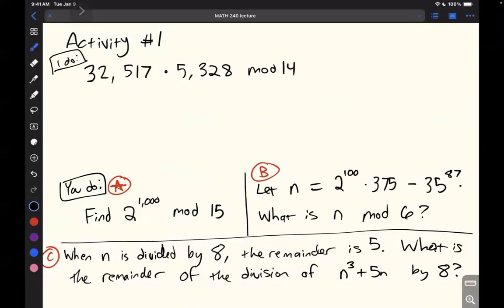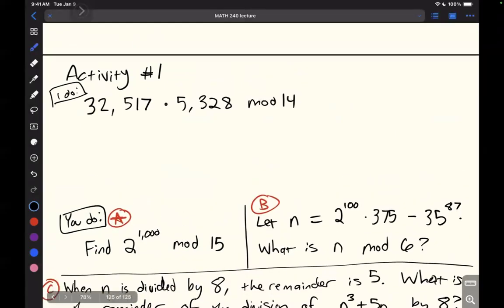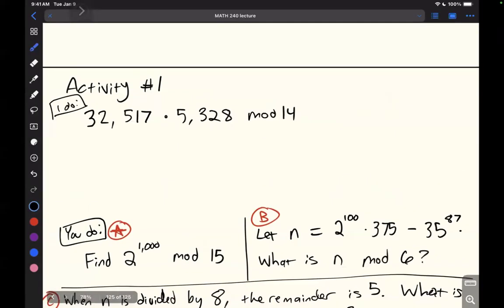All right, so let's look at this one. So I'll do the first one. And I've got these two large numbers that I really do not want to have to multiply. I want to know what this product is mod 14, but I don't want to have to do that work. So let's figure out which each of these numbers is mod 14.